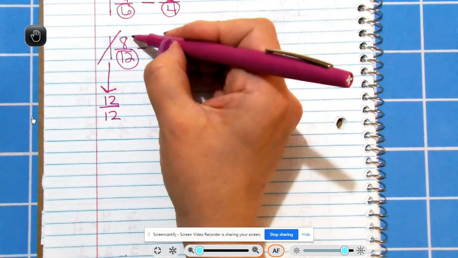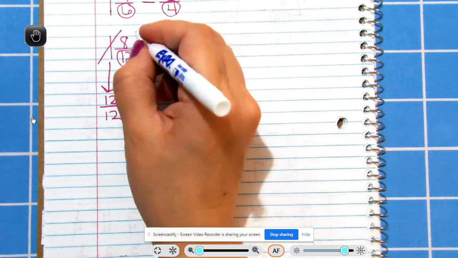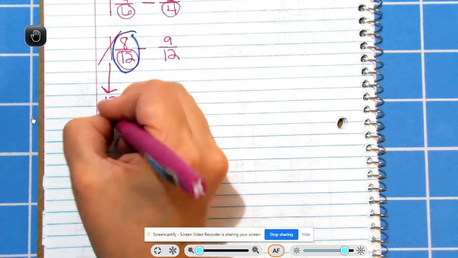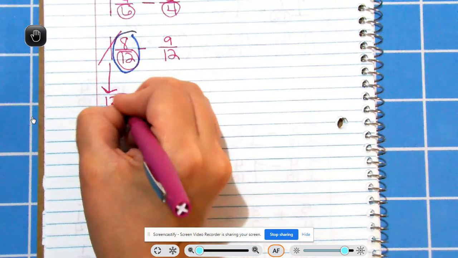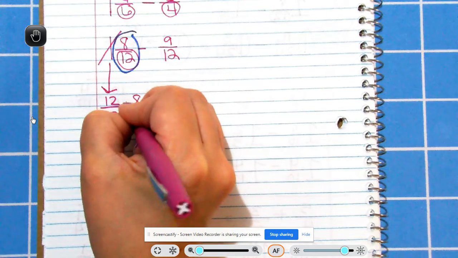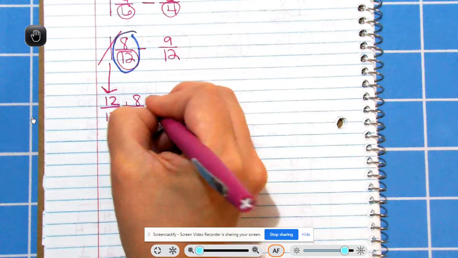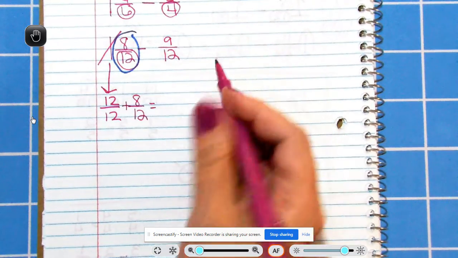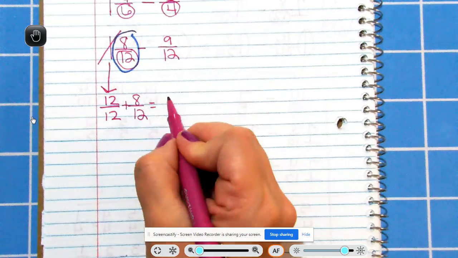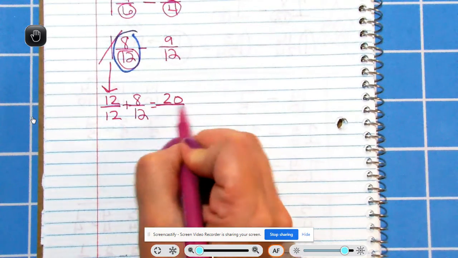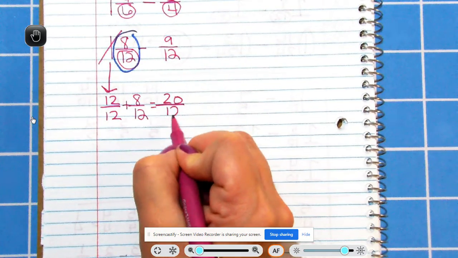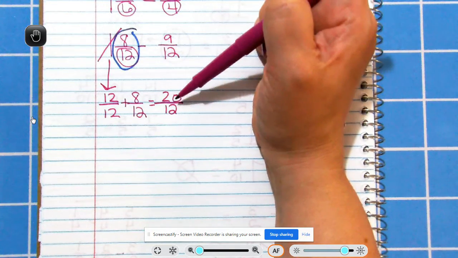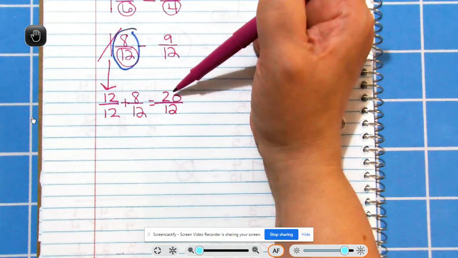You cannot forget, guys, that you still have this 8 twelfths. We're going to add this 1 whole back to the 8 twelfths. Okay, we haven't done anything with 9 twelfths yet. It's just kind of hanging out, waiting on us. 8 and 12 would be 20. Your denominator stays the same. So 1 and 8 twelfths is equal to the improper fraction of 20 twelfths.